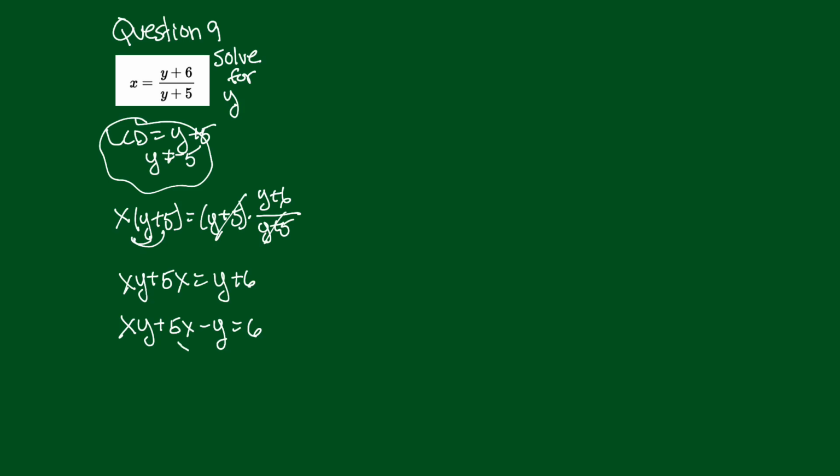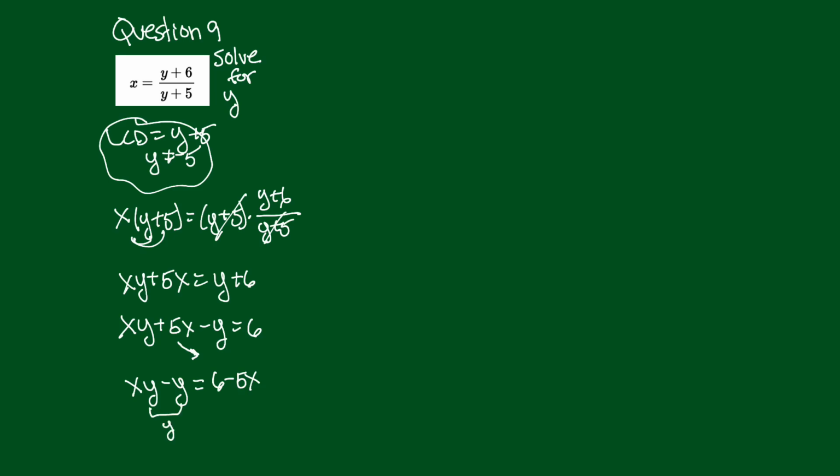Now, I'm trying to solve it for y, so let's get this 5x. Let's eliminate that. So let's subtract that. So I'll get xy minus y equals 6 minus 5x. I just subtracted this, so I'll get the 6 minus that. And now I'm going to do this. Well, what do you got over here? You got y's in both terms, right? You got y in both terms.